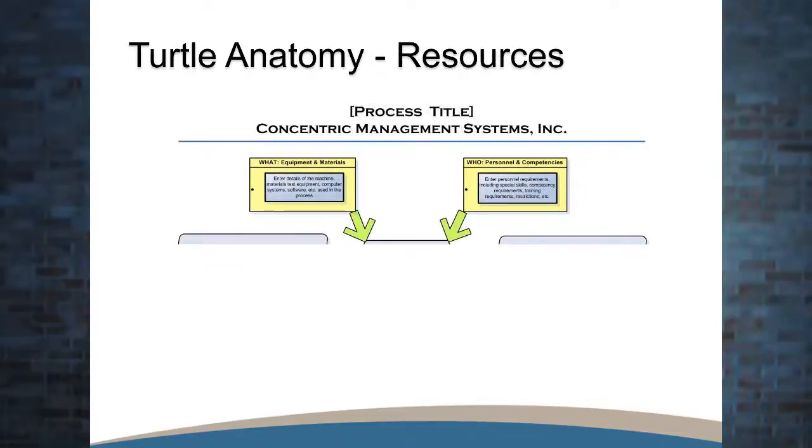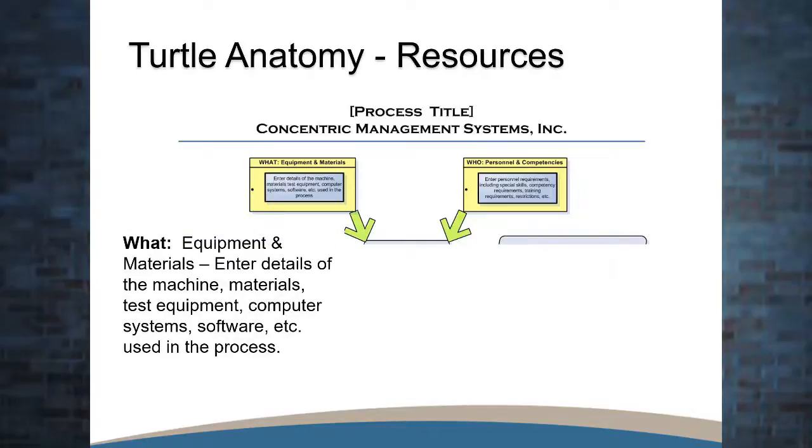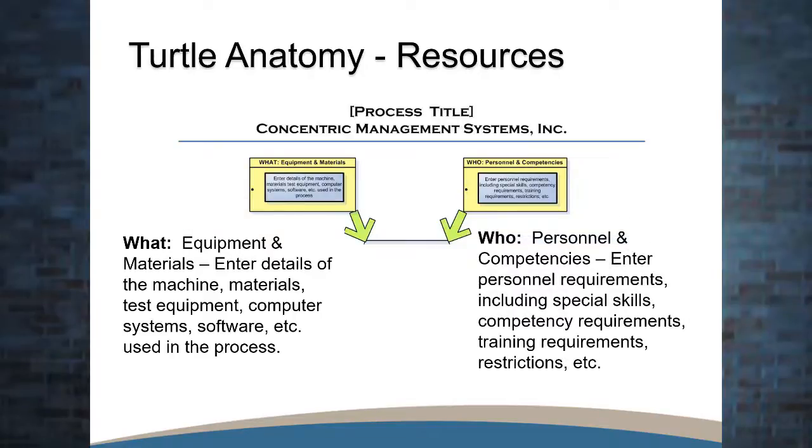On the top, you have the what and the who. So the what is equipment and material. You enter details of the machine, materials, test equipment, computer systems, software, etc. that's used in the process in this box. And then who, personnel and competencies. You enter the personnel requirements, including special skills, competency requirements, training requirements, restrictions, etc. Typically, this box will involve a cross-functional group of people, not just coming from one department, but various roles in various departments.